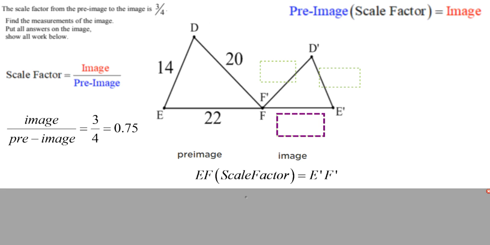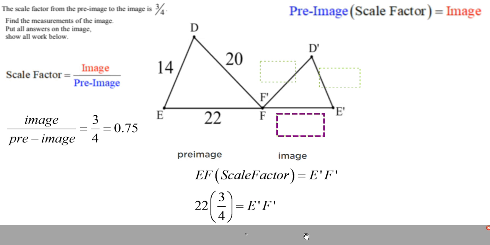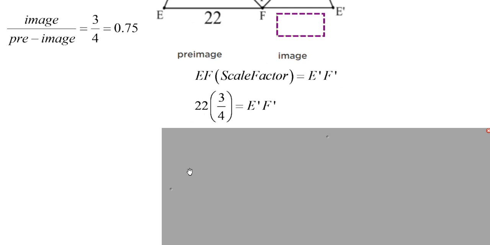Now we have 2 more side lengths to find. Let's focus on finding E prime F prime. Again, we take the pre-image and multiply it by the scale factor to get the image. So our pre-image EF is worth 22, and we want to find the new image length. So one way we could do it is using our fraction and take 22 times 3/4 to find E prime F prime. Well, that means we're going to take 22 times 3 over 4.